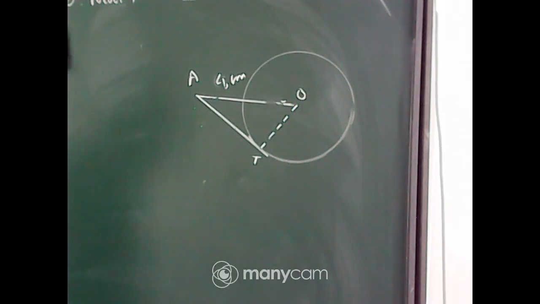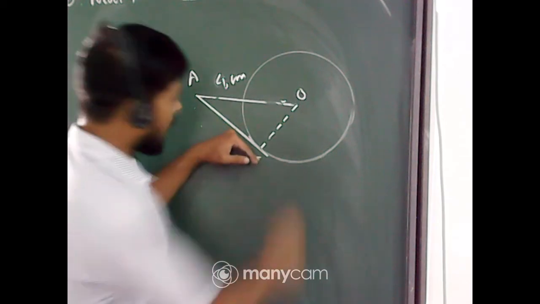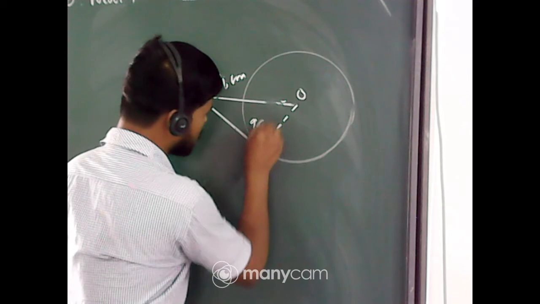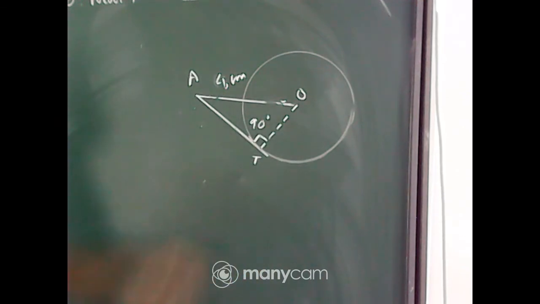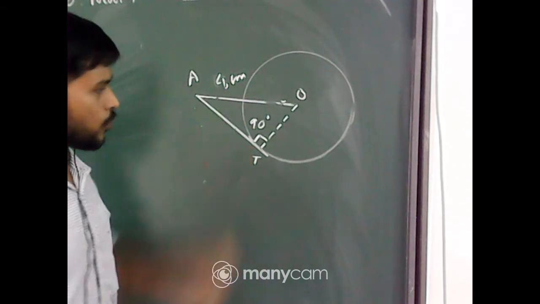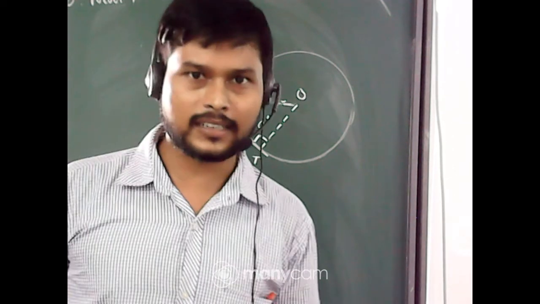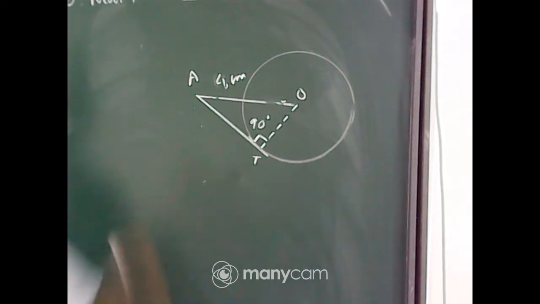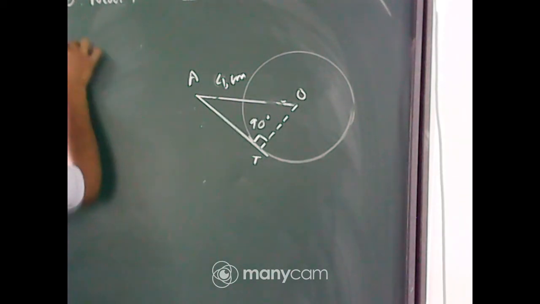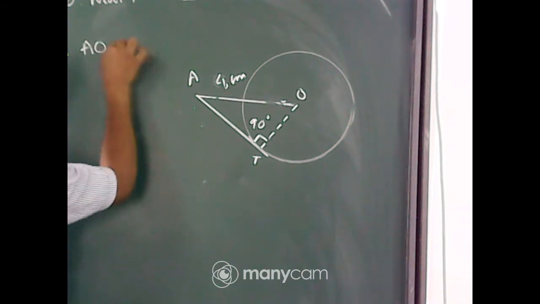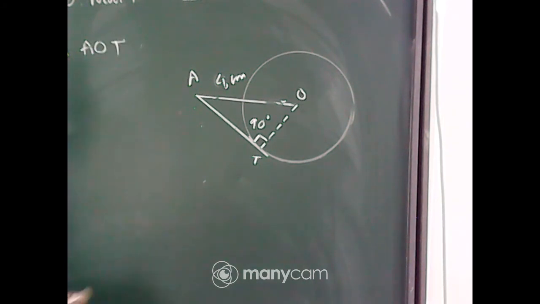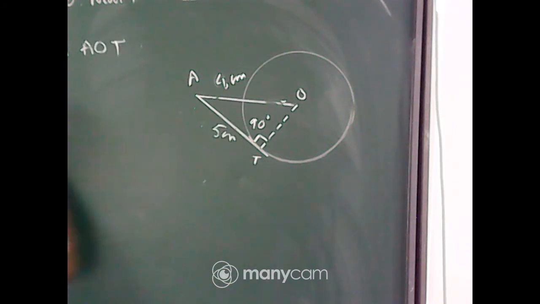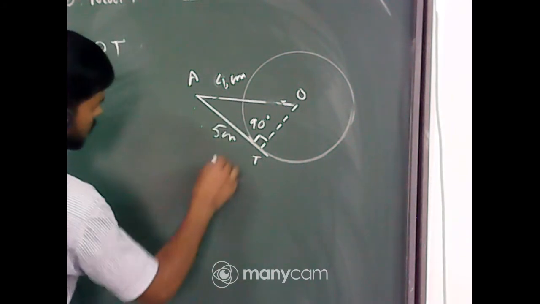Now we know a theorem that the tangent and the radius through the tangents are perpendicular to each other. So this angle must be 90 degree. Now if I consider this triangle AOT, so obviously AOT is a right angle triangle. So we can apply the Pythagoras theorem in the triangle. Okay, so in triangle AOT, if we apply the Pythagoras theorem, this is 5 centimeter.